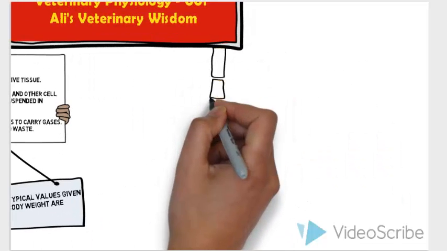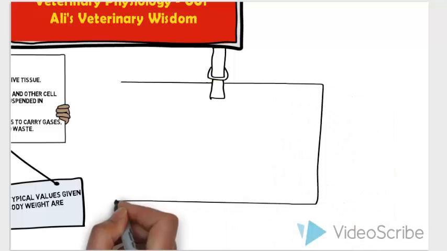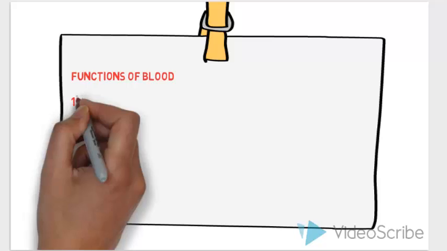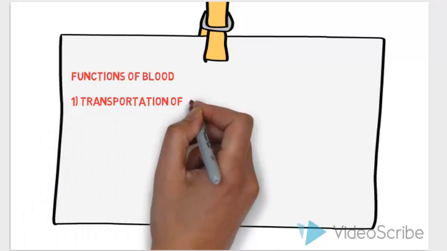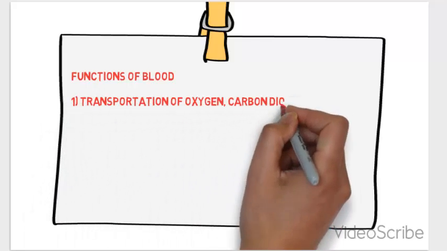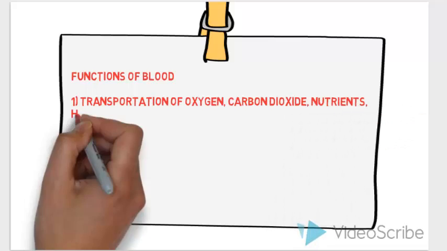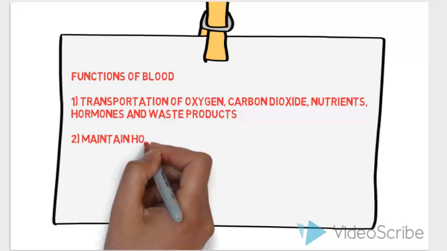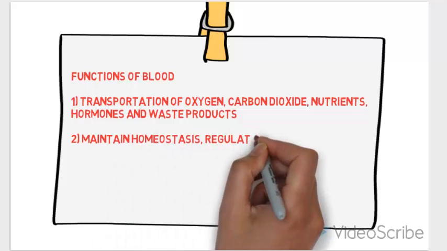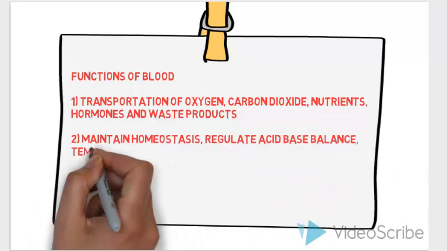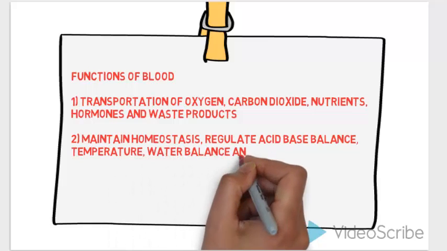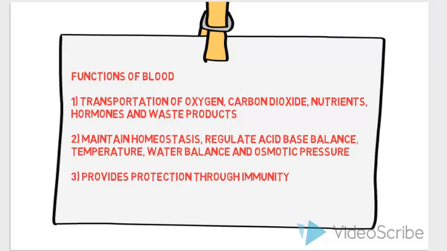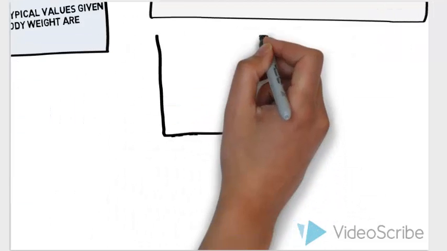Now, come to the functions of the blood. Blood helps in transportation of oxygen, carbon dioxide, nutrients, hormones, and waste products. It regulates and maintains homeostasis, acid-base balance, body temperature, water balance, and also regulates osmotic pressure. It provides immunity.